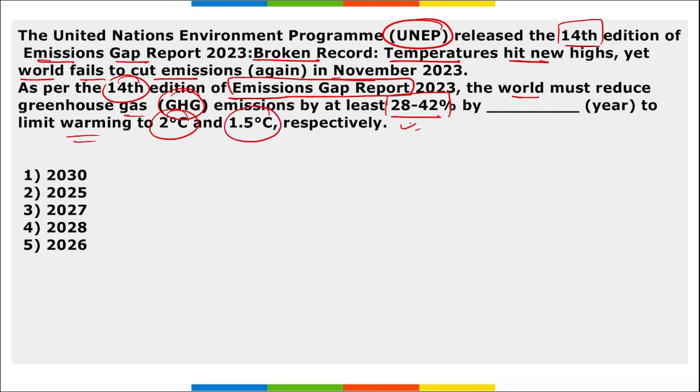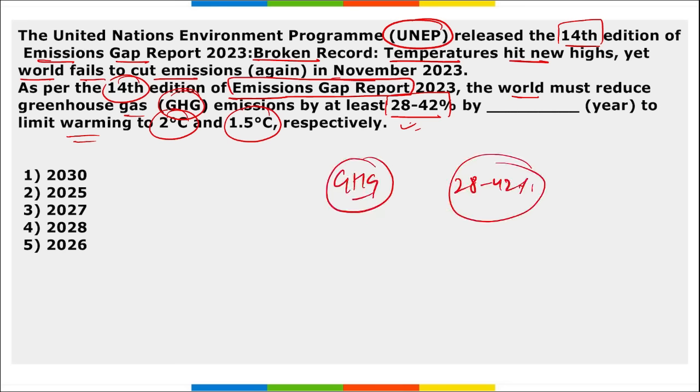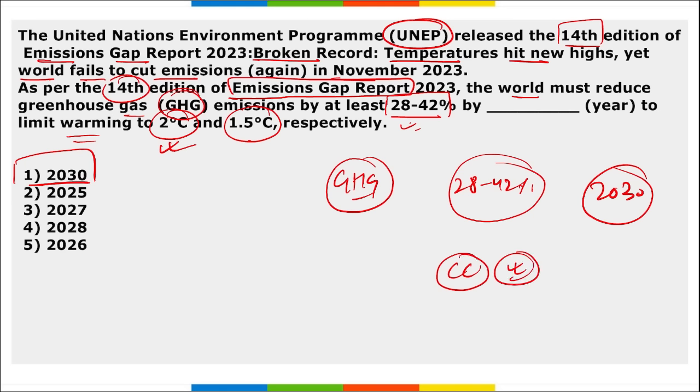So remember, the cutting of these greenhouse emissions by 28% or 42% should be by 2030 in order to limit the global warming to 2 degrees Celsius and 1.5 degrees Celsius respectively, right? And because of this, we are seeing the rise in temperature, the climate change, and if we want to prevent it and lower the risk of the climate degradation, then we need to achieve this target.